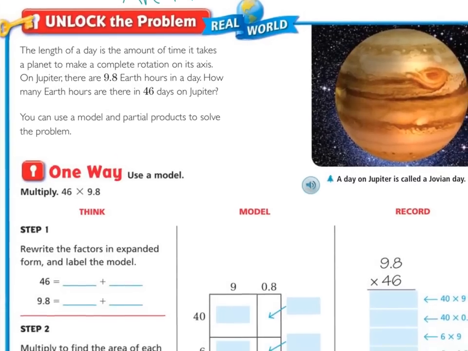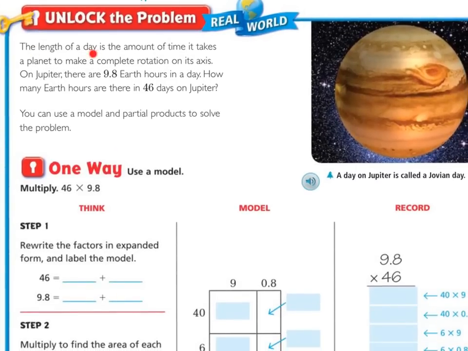So looking at Unlock the Problem. The length of a day is the amount of time it takes a planet to make a complete rotation on its axis. On Jupiter, there are 9 and 8/10 Earth hours in a day. How many Earth hours are there in 46 days on Jupiter? So you're being asked how many Earth hours are in 46 days on Jupiter. The important information are one day is 9 and 8/10 Earth hours, and we need 46 days. So we can use our model and partial products to solve the problem.